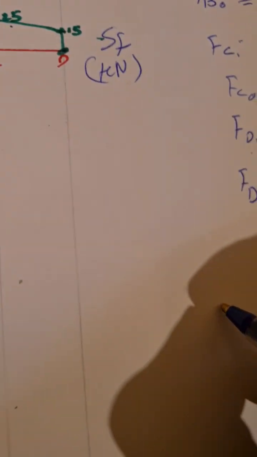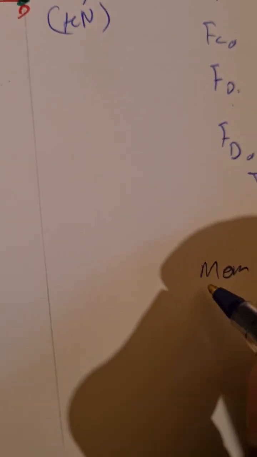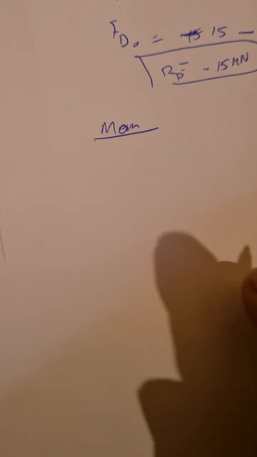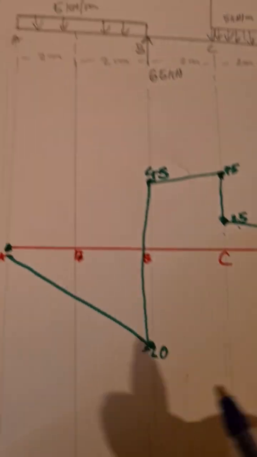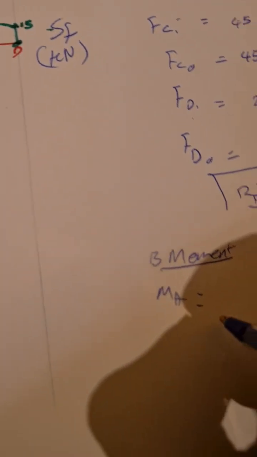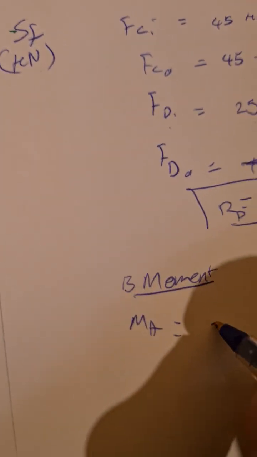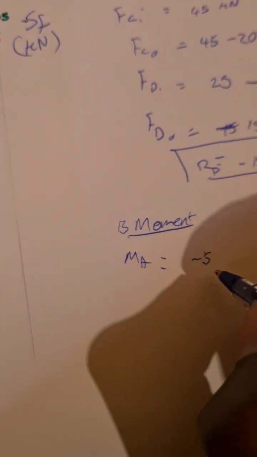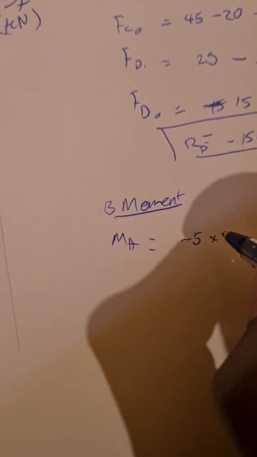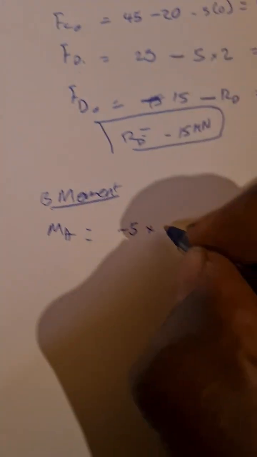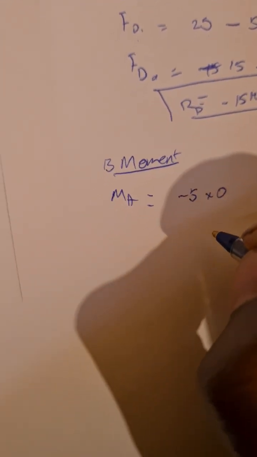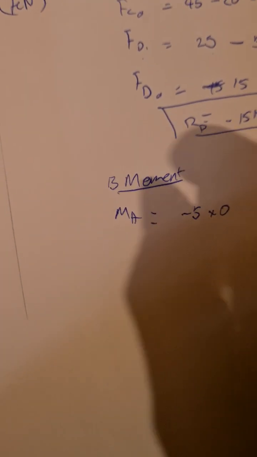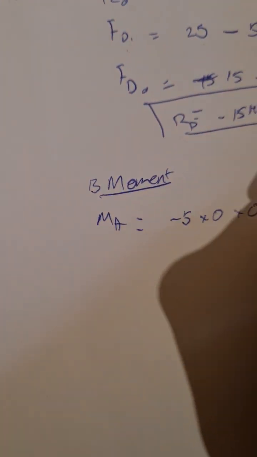Now let's do moment. So moment, bending moment. So moment at A. So at A we have what? So we have minus 5, which is UDL, times distance to make it a force, which is 0, obvious, from A. Then times the distance times 0 again, which is just 0.